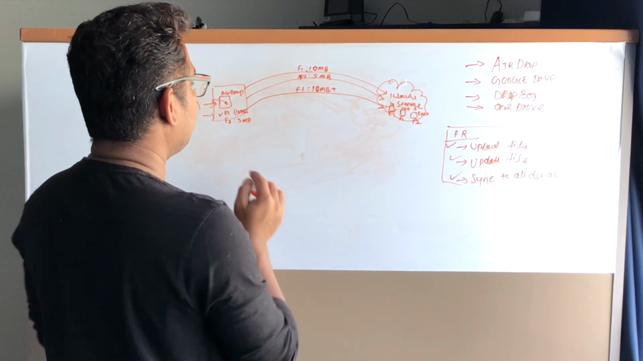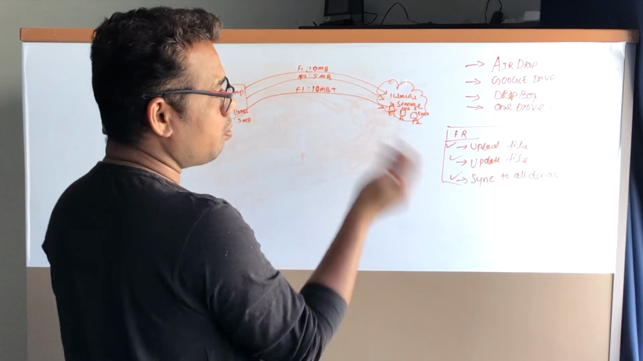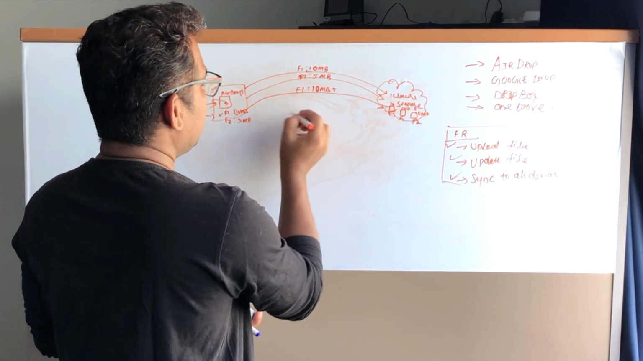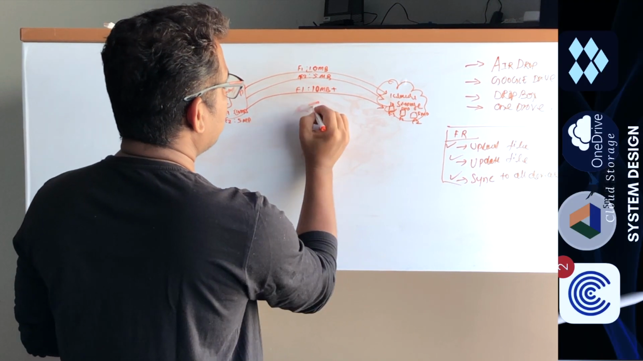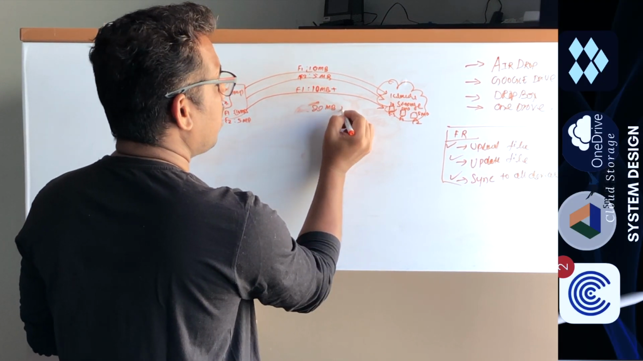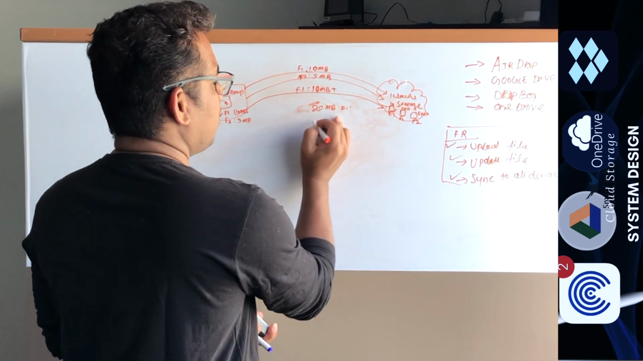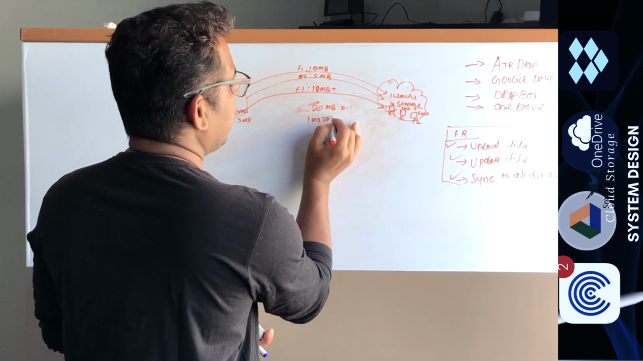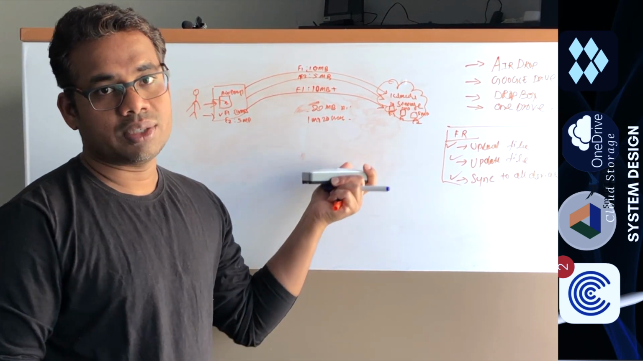So if, for example, there are millions of users trying to upload files, and on average there is a 20 MB file getting uploaded, if 1 million uploads happen, then there will be 1 million times 20 MB. That much bandwidth you need to maintain to handle all these file uploads.